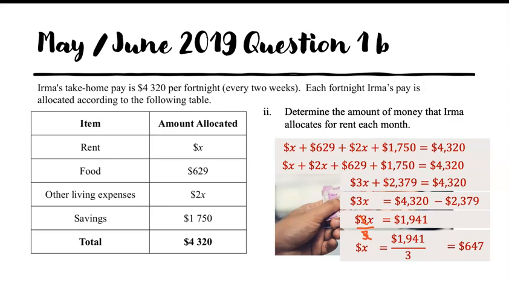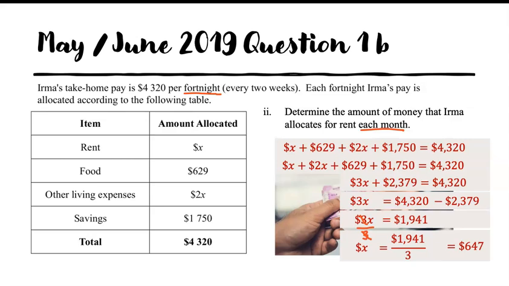However, they want to know how much is allocated each month. And remember that the pay here is her fortnightly pay. So x would be $647 will be allocated each fortnight from her total fortnightly pay of $4,320.